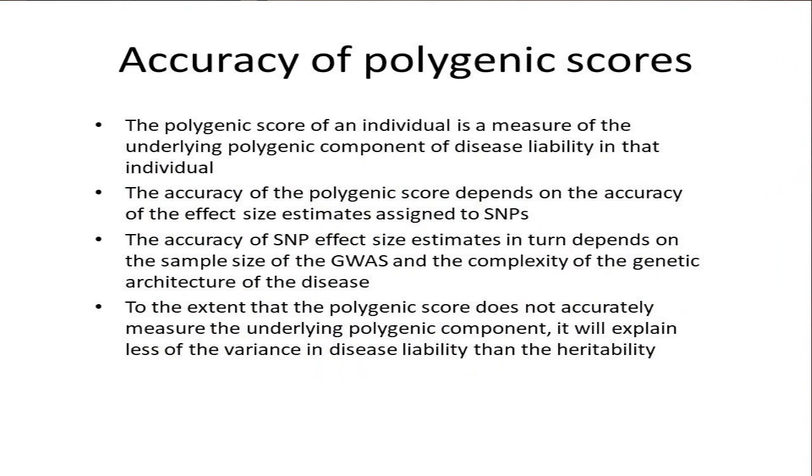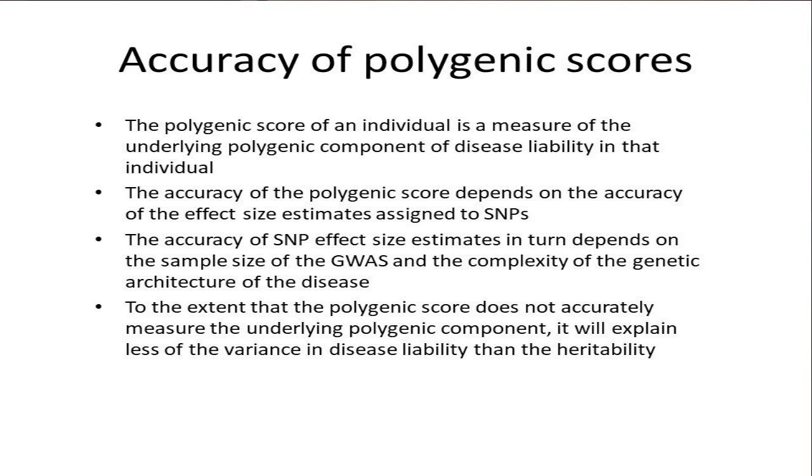So anyway, not going into too much technical detail, the polygenic score of an individual is really a measure of the underlying polygenic component, the true polygenic component of the disease liability in that individual. And the accuracy of the polygenic score depends on the accuracy of the effect size estimates. If we know the true effects of every SNP, then the polygenic score should be perfect. But because we can only use these estimates, the polygenic score is not perfect. The extent that the SNP effect size estimates are accurate depends on how big the GWAS is. So the bigger the GWAS, the more accurate the effect size estimates are, and the more accurate is the polygenic score as a measure of the true underlying component.